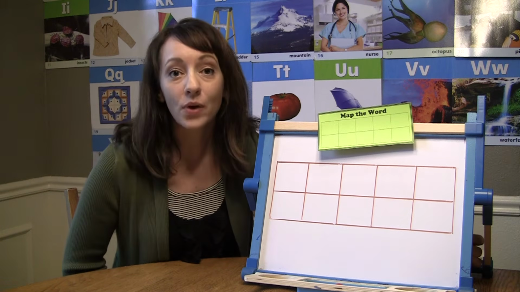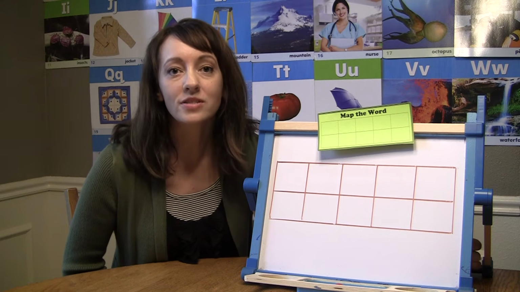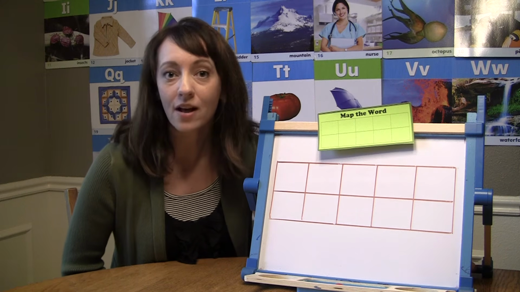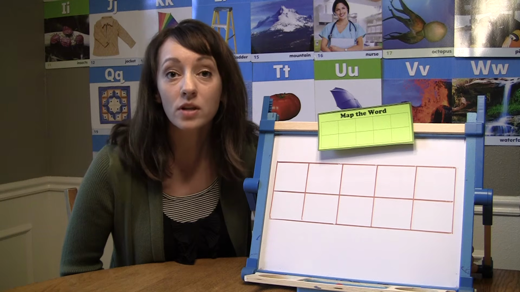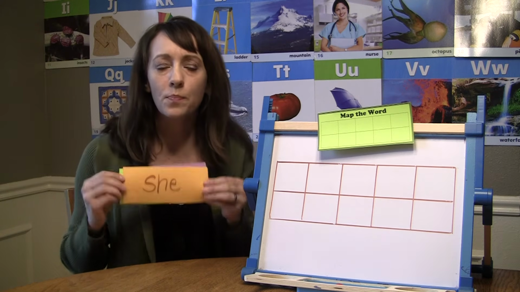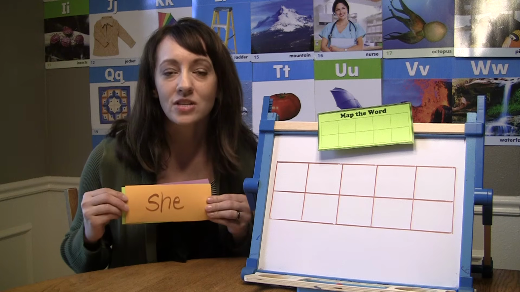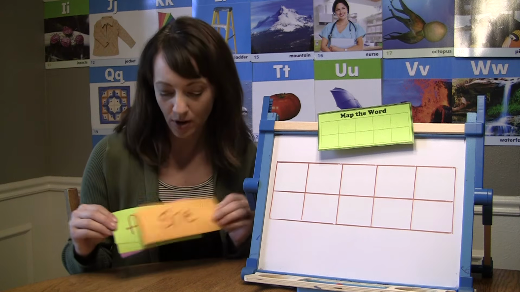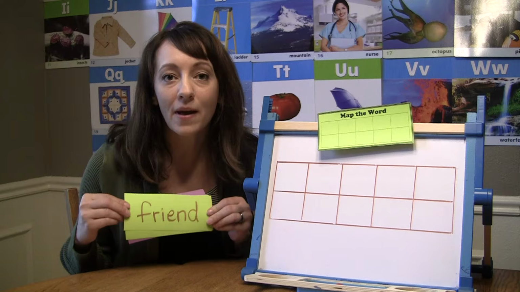Because the reading brain does not store words as visual images. You heard me right. The reading brain does not store words as visual images. So why would we practice them as visual images? It is not going to help our kids read tricky words. It is not going to help our kids spell tricky words.